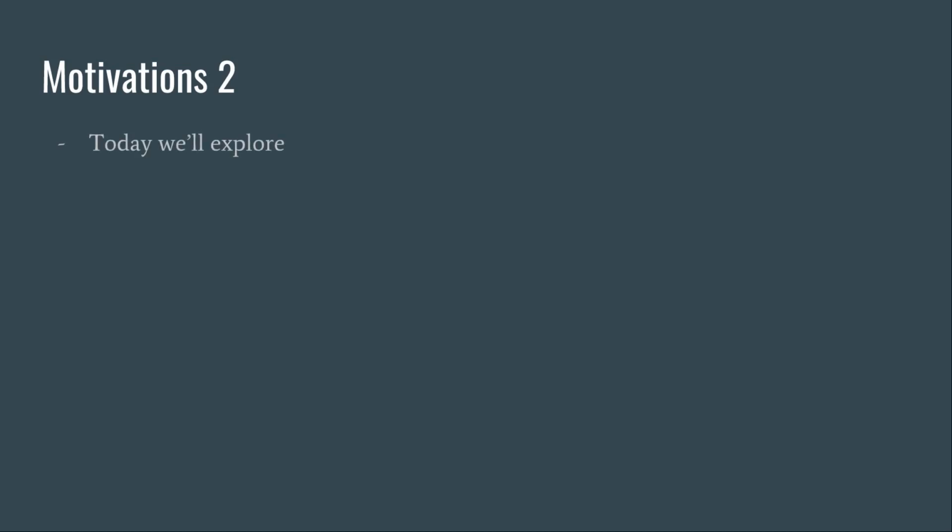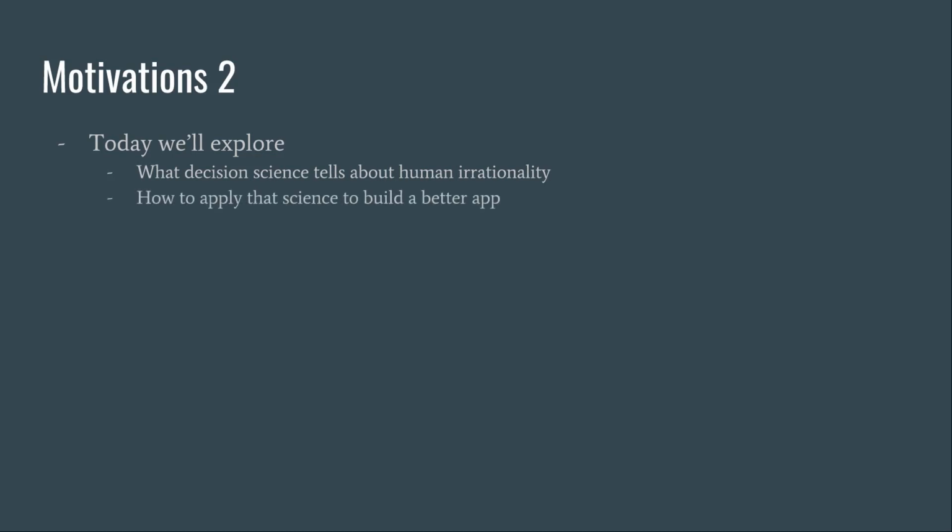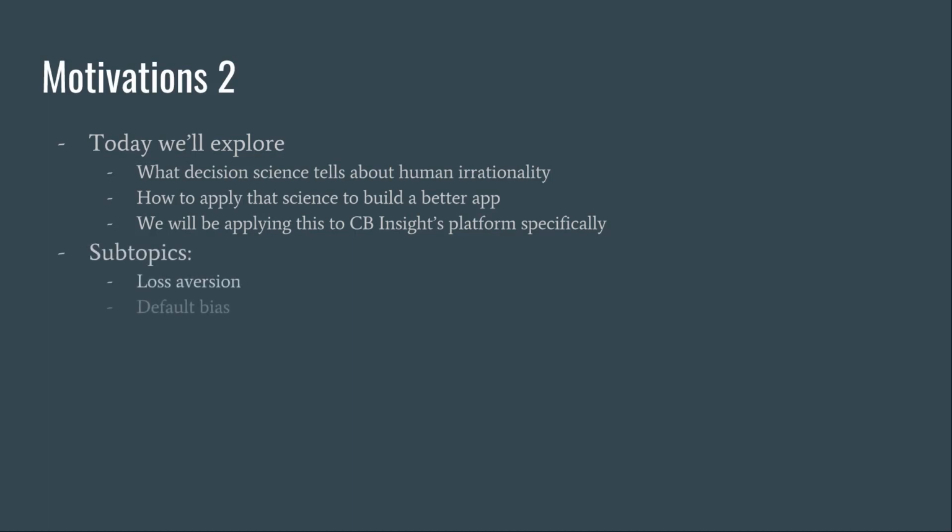So today we'll be exploring some specific topics. We'll be looking at what decision science tells us about human rationality and how to apply that science to build a better application. We'll be applying this mostly to the CB Insights platform because, like I said earlier, this started out as an internal presentation to CB Insights engineers. So the subtopics we'll be exploring today are loss aversion, default bias, and anchoring and adjustment. And we'll go into each one of those individually as we hit those sections.